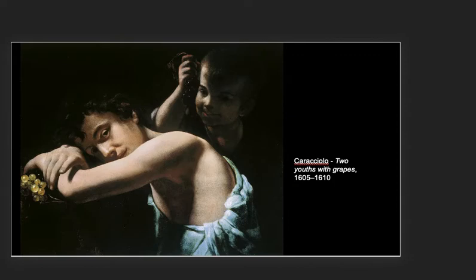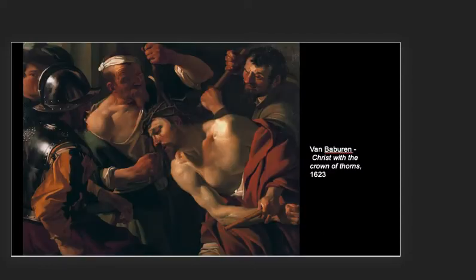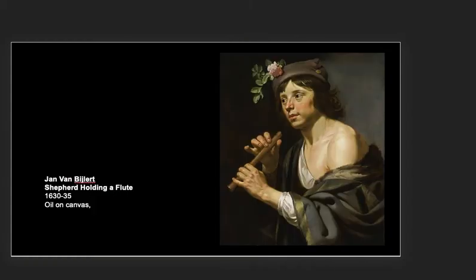Two Youths with Grapes by different artists, Caracciolo. Judith with the head of Holofernes in triumph with her maidservant behind her. It was also a movement in Germany as well. Highly influential. Caravaggio just didn't have any boundaries in terms of this sense of time, space, and light. And we see it again and again and again throughout Northern Europe as well.